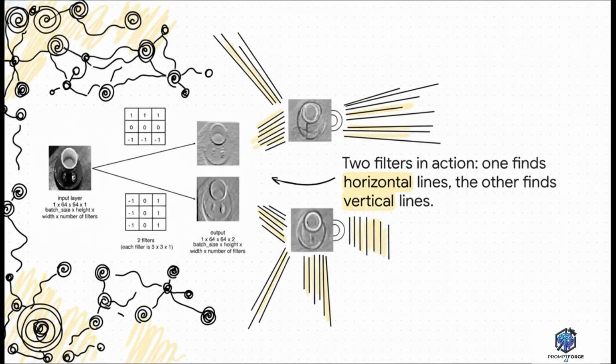Just look at this in action. We've got two different filters here. One of them is built to spot horizontal lines, so you can see how it lights up on the top and bottom of the cup. The other one? It's on the hunt for vertical lines. Now, the truly amazing part is that we don't have to handcraft these. The network learns thousands of them all by itself during training. It literally teaches itself to be an expert at spotting all the little details that make up our visual world.